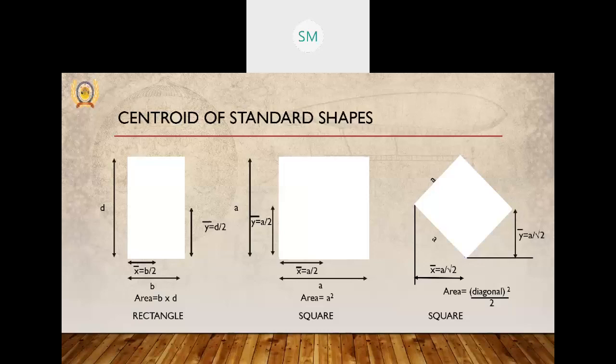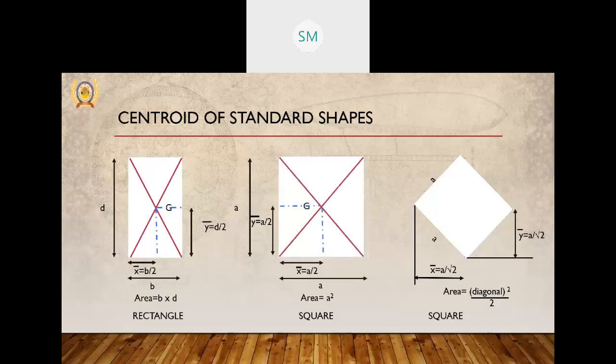So, we have the first figure, a rectangle, with dimensions B and D. The area will be B into D, and x bar will be B by 2 and y bar D by 2. The centroid will lie on the intersection point of the diagonals.